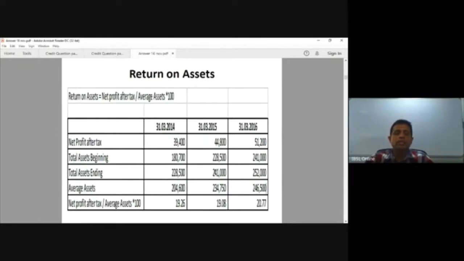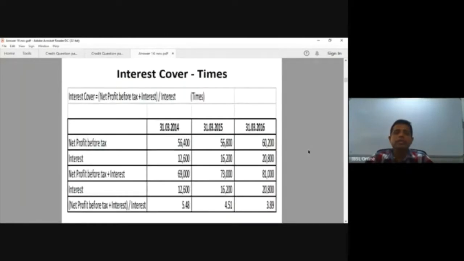Right, we'll go to the next ratio under profitability, that is interest cover. How do you calculate the interest cover? You have to take the net profit before interest and before tax, then divide by the interest portion. Right. Net profit before tax, I have taken from the income statement directly.